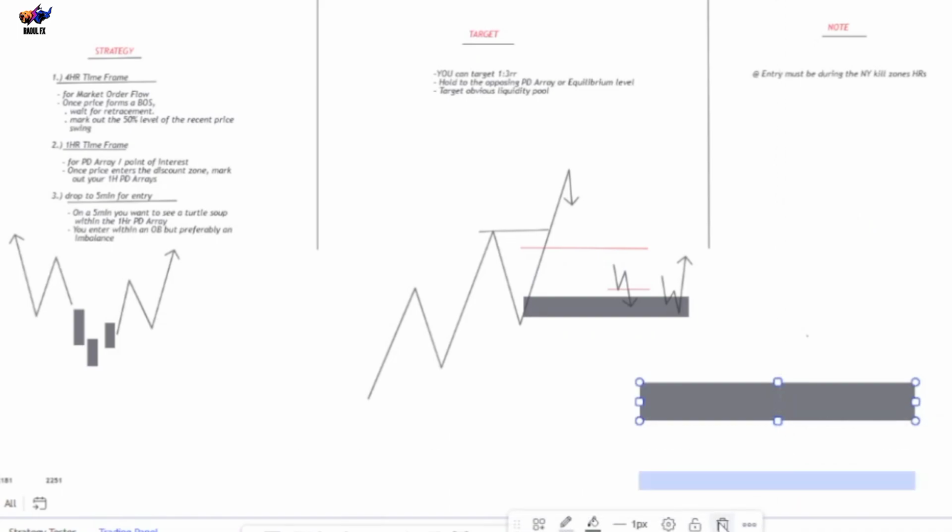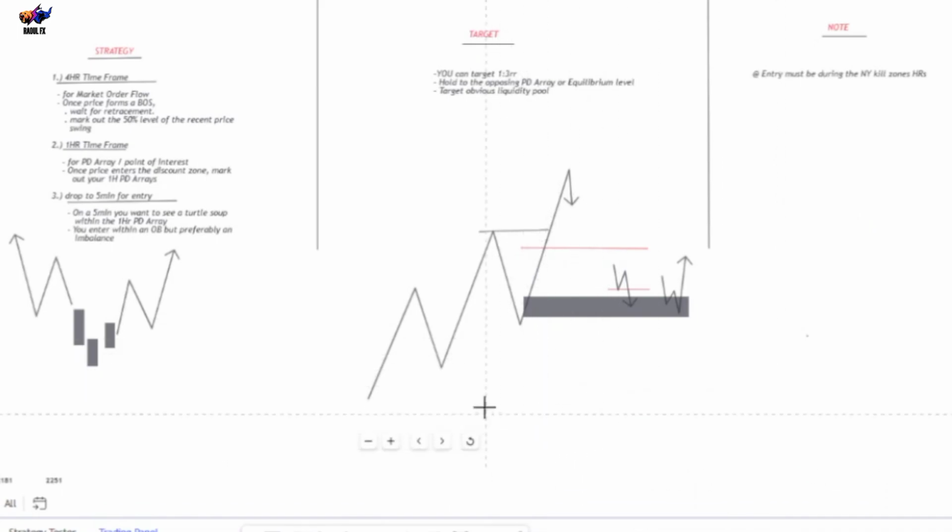Let me just take this off. So that's the strategy. Let's revisit the strategy again. Our target is literally 1 to 3 risk to reward, right? Or you can hold the trade to the opposing PDRA. Whatever PDRA you see above this equilibrium, you can hold your entry to there. Or you can target an obvious liquidity pool, maybe an old high like over here. And the note says your entry must be during the key zones. So let's get into some examples.